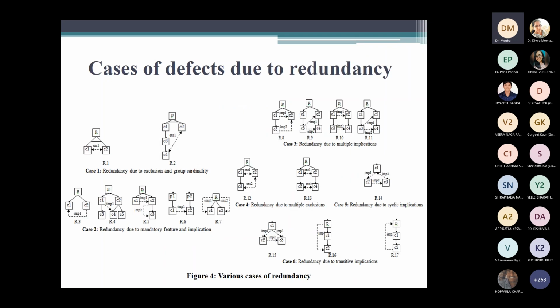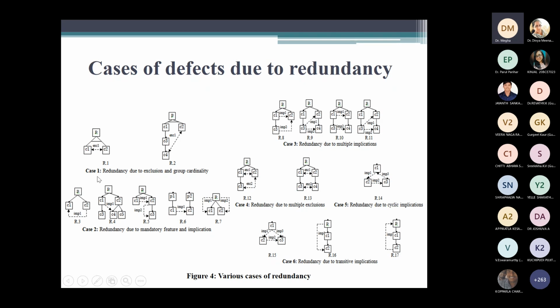Now, let's see what are the various cases of defects due to redundancy. I am going to tell you the various cases of defects due to redundancy, then dead feature, false optional feature, and so on. Now, the defects due to redundancy have been categorized into 6 cases based upon some properties.